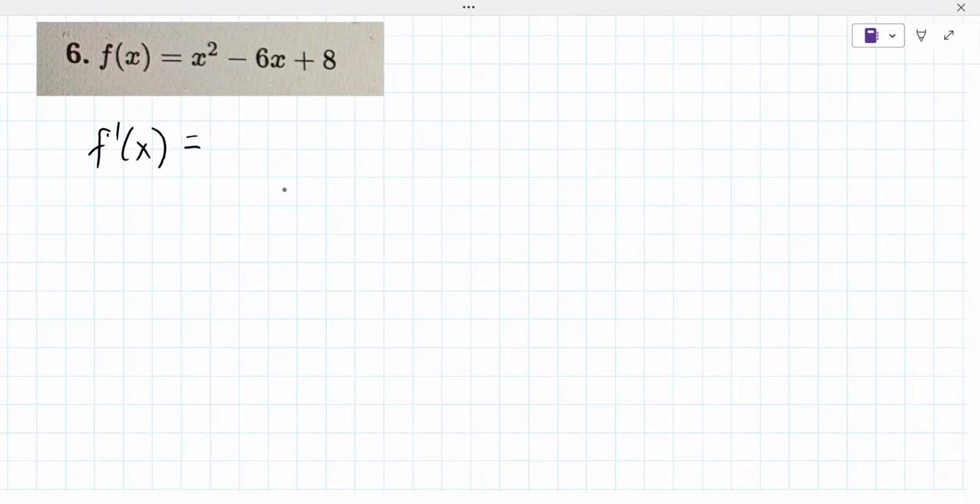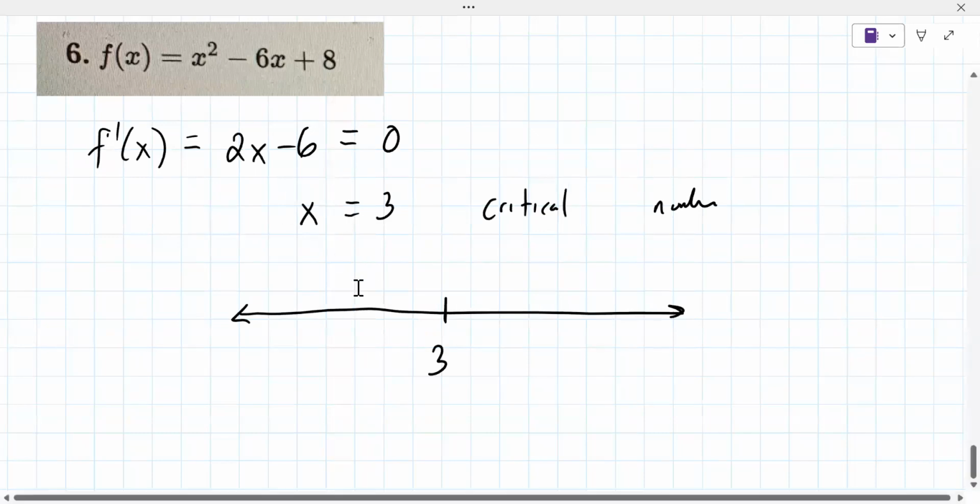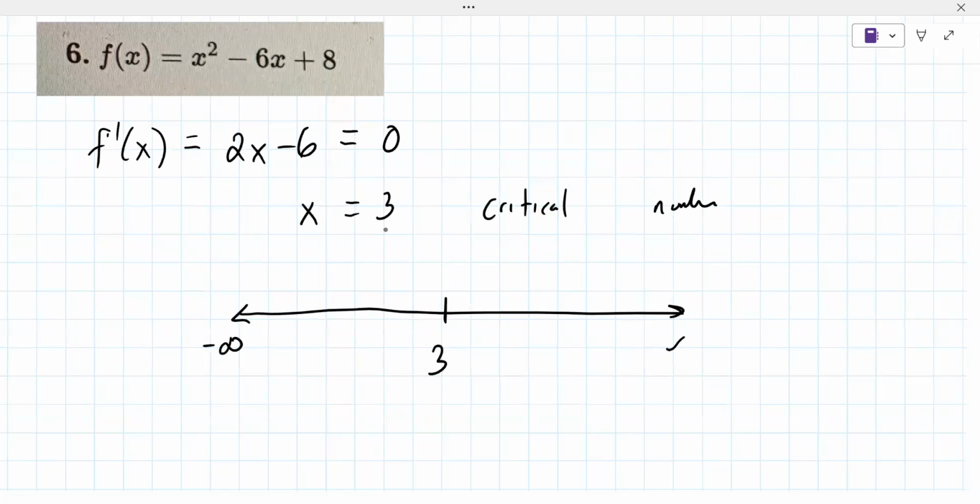2x minus 6. You set that equal to 0 and x equals 3. Okay, so that is a critical number. Now there's variations on how you do this. I always make a sign chart on the number line. So I put that critical number right on the number line. I don't care where 0 is. I just care where that critical number is. It does go from minus infinity to infinity.